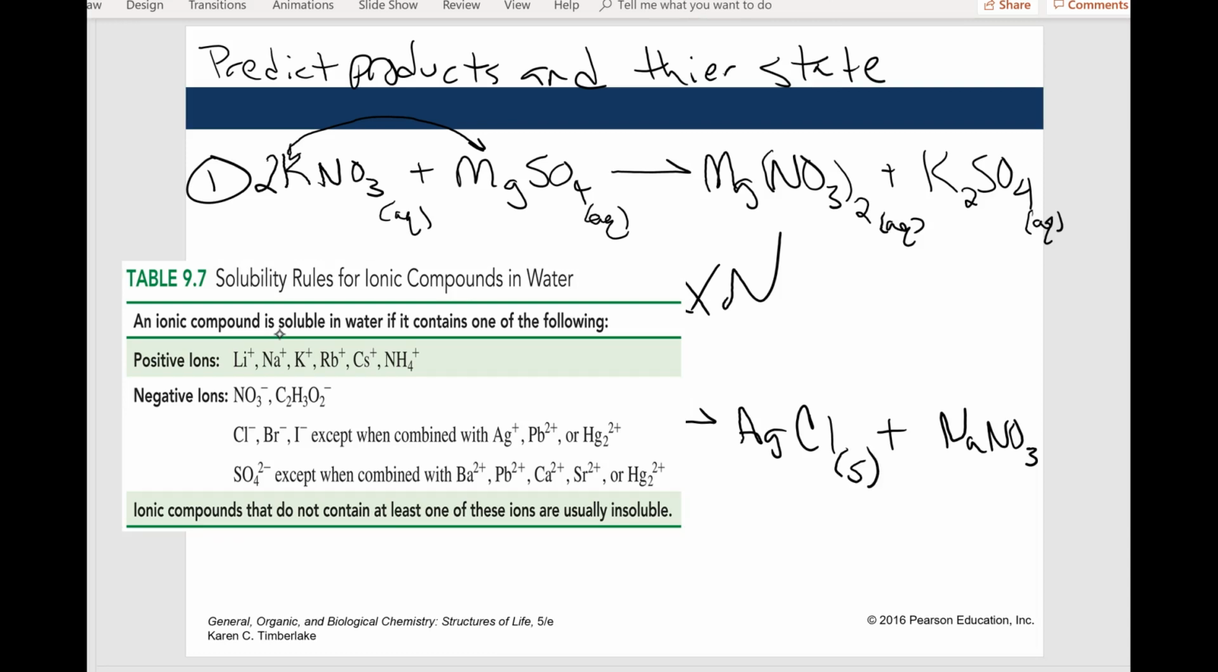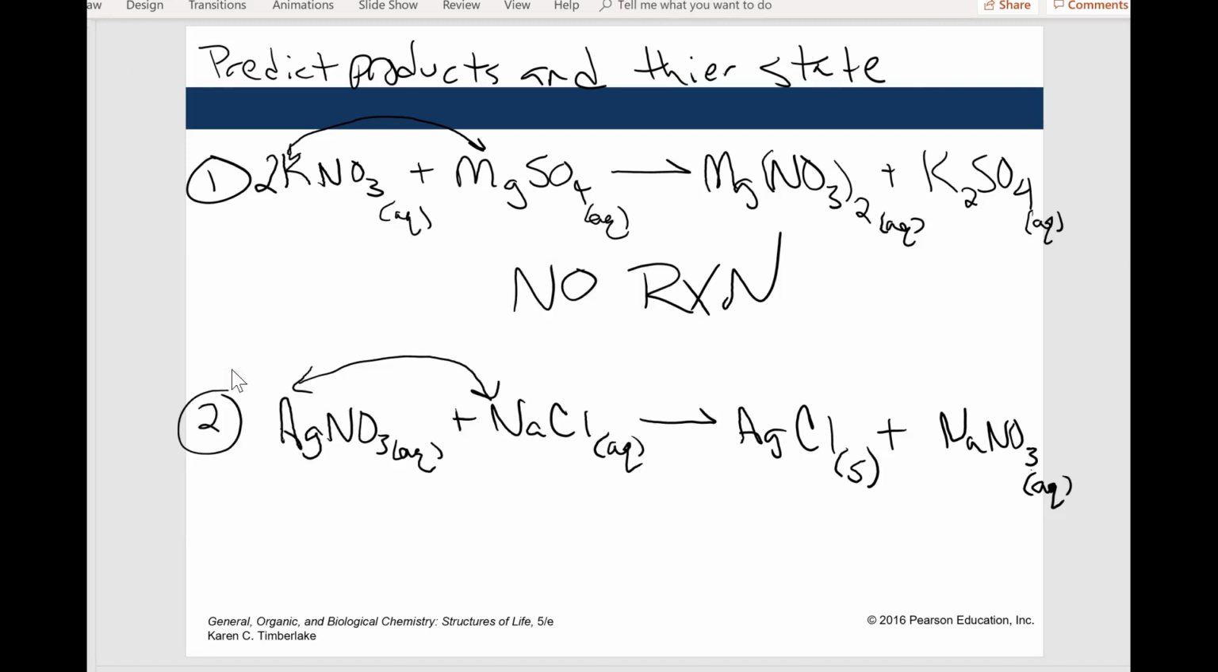We're still going to check the other product because we could potentially form two solids. So we go to this one and we look at sodium nitrate. Oh, well, it contains sodium and nitrate. Both of those are always soluble without exception. So this is aqueous. So this one is a precipitate reaction. PPT is shorthand for precipitate.